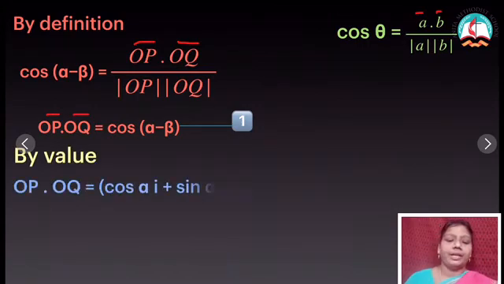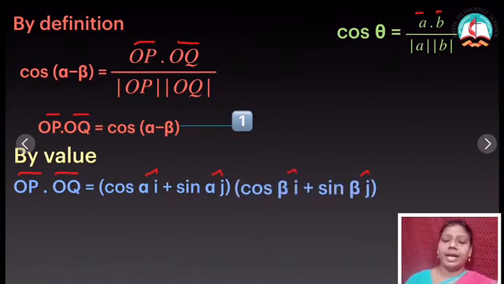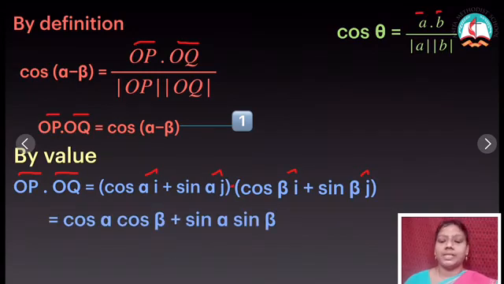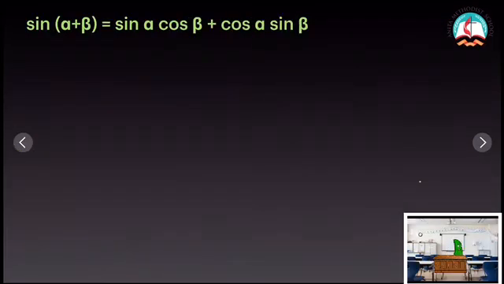Now I need to find OP dot OQ by taking the dot product of these values. Then I get cos alpha cos beta plus sin alpha sin beta. So this is the second equation. If I equate these two equations, because my left hand side is only OP dot OQ, I get cos(alpha minus beta) equal to cos alpha cos beta plus sin alpha sin beta. Right? Next one is sin(alpha plus beta) is equal to sin alpha cos beta plus cos alpha sin beta.